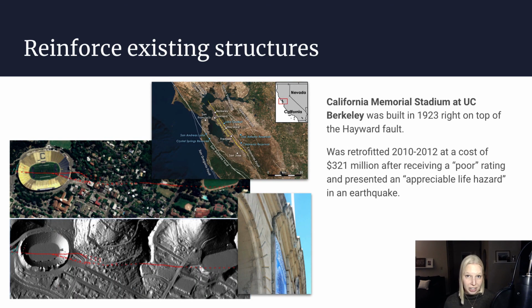In addition to constructing safer buildings, we also want to reinforce existing structures. One of my favorite examples of a structure that has been recently reinforced because of earthquake hazard is the California Memorial Stadium, the football stadium at UC Berkeley. The stadium was built in 1923, basically right on top of the Hayward Fault, which is one of the more active faults in the San Francisco Bay Area. And because it's such a historical structure, they didn't want to just move the football stadium to a new location. Also, there really wasn't a place for them to move it to. They decided to renovate and retrofit the stadium to make it more earthquake safe.